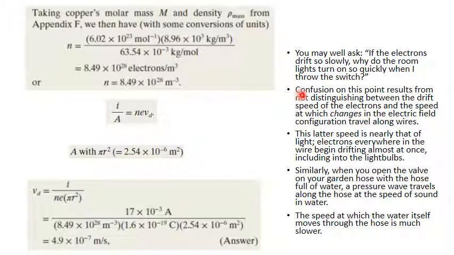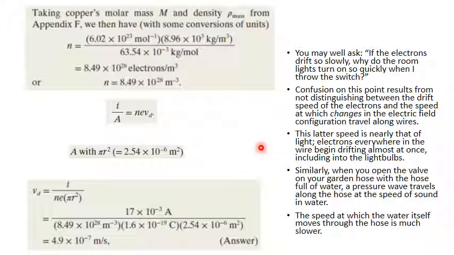The confusion on this point results from not distinguishing between the drift speed of the electron and the speed at which the charge in the electric field configuration travels along the wire. Effectively, what is moving the electrons is the electric field. So when we start the electric field at one end of the wire, what will be the electric field at the end of the wire? The electric field effectively moves with a speed nearly that of light. So electrons everywhere in the wire begin drifting almost at once, including in the light bulb. So effectively, all the electrons in the wire are moving instantaneously due to the electric field at each part of the wire.